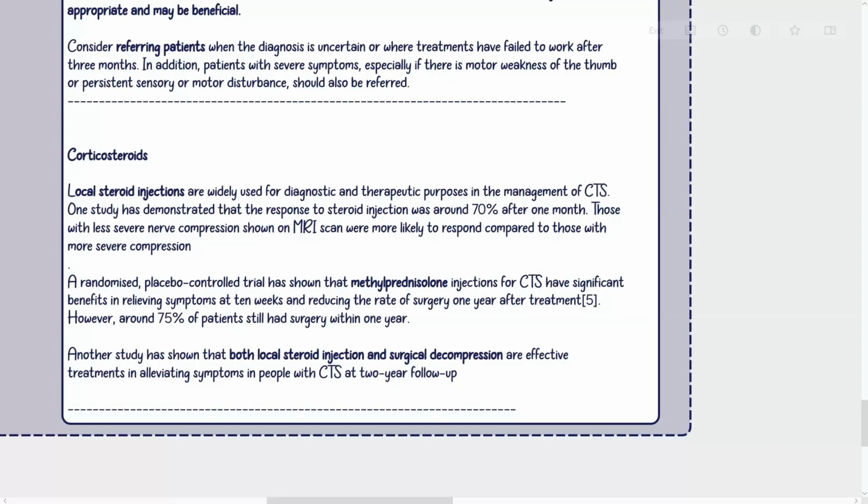Corticosteroids. Local steroid injections are widely used for diagnostic and therapeutic purposes in the management of carpal tunnel syndrome. One study has demonstrated that the response to steroid injection was around 70% after 1 month.